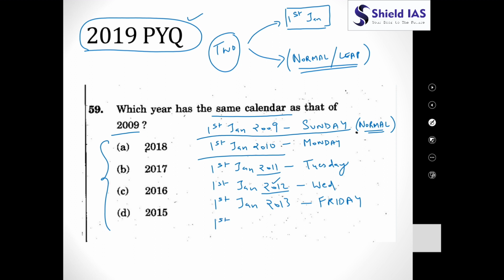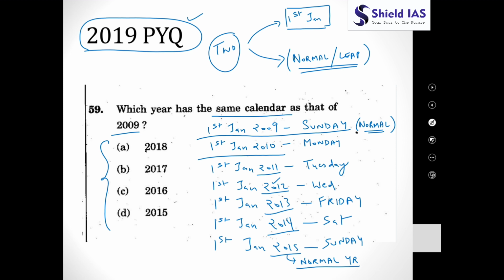Okay. 1st January 2014. Yes. We are crossing 2013. 2013 is not a leap year, so we will be adding only 1. Then 1st January 2015. We are crossing 2014, and 2014 is also not a leap year. Yes, so we'll be adding only 1. Also appreciate that 2015 is also a normal year.